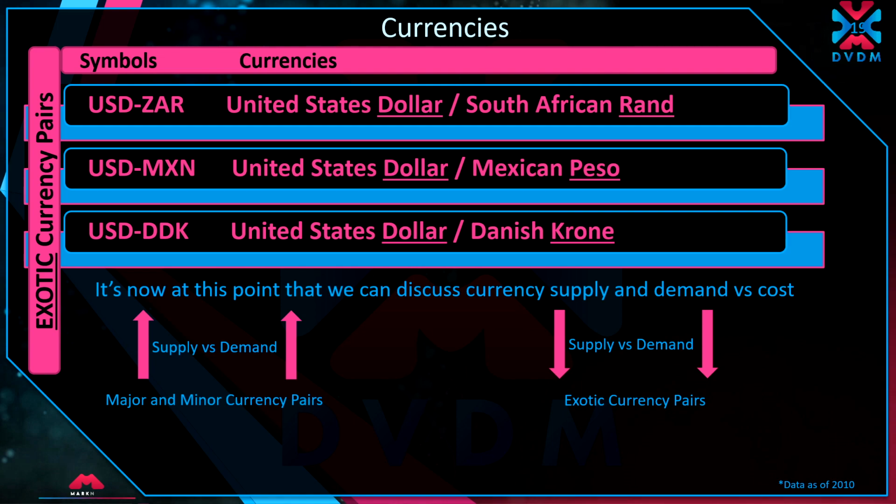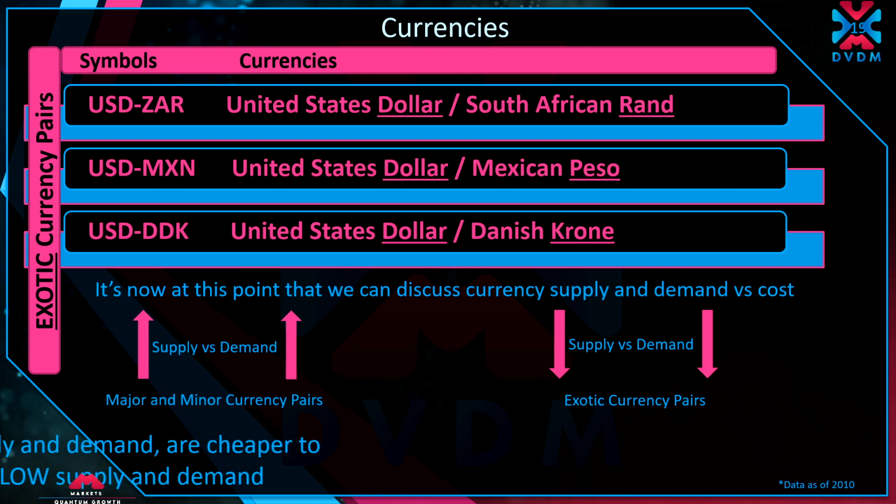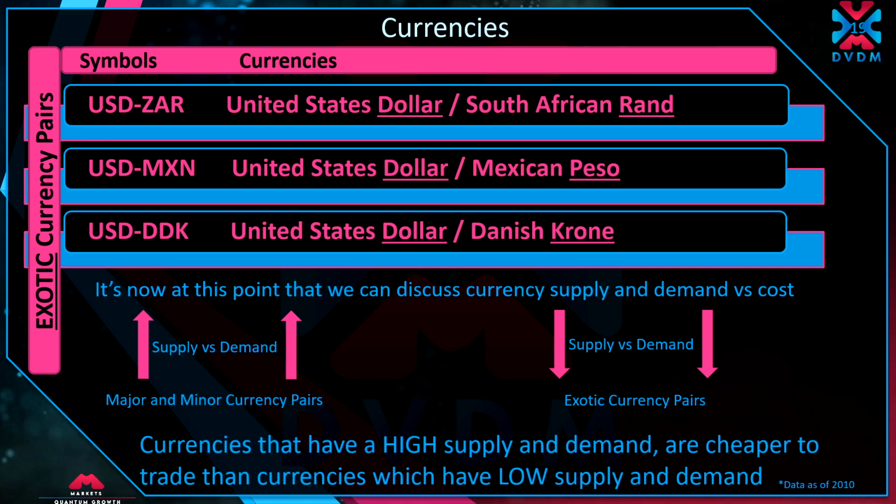When we look at something like the Mexican peso or the South African rand, there's less of a currency supply in the market, and ultimately there are fewer buyers and sellers willing to buy and sell that particular asset or commodity, and so the cost of it, from a transactional standpoint, is higher. Okay.